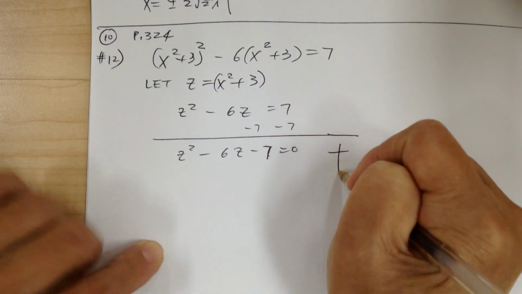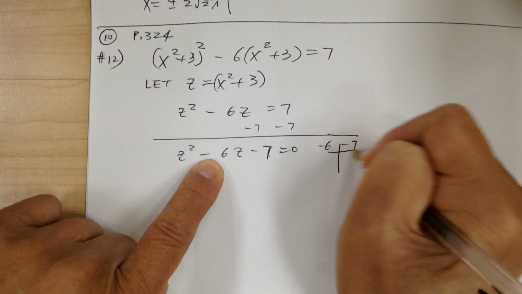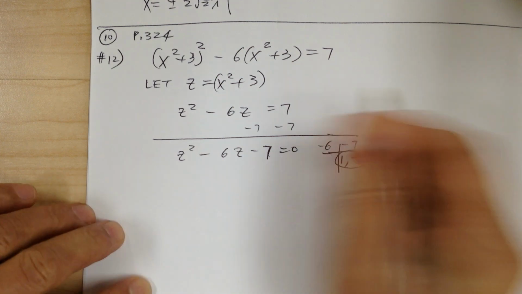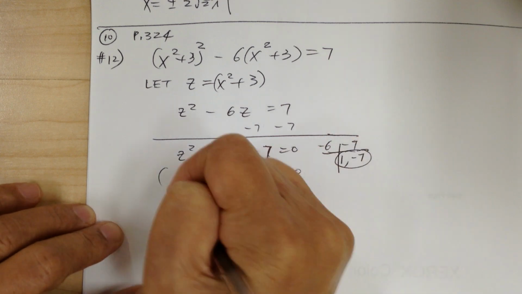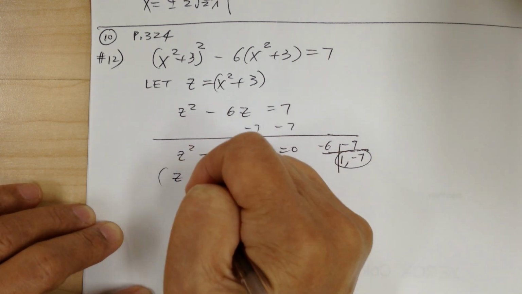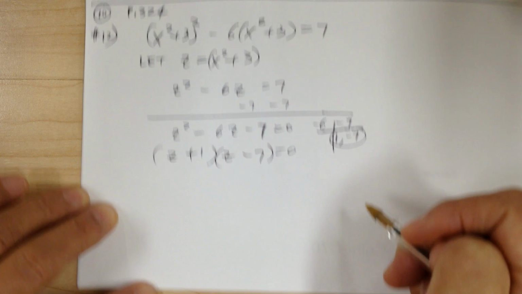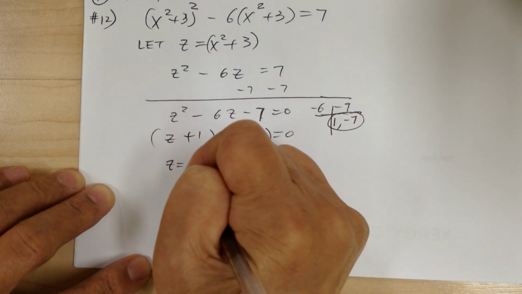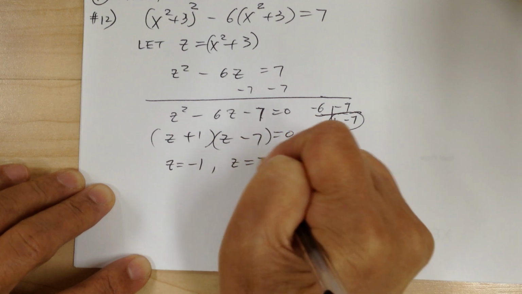So let's go and do factoring. You've got negative 6, negative 7. So 1 comma negative 7, and that's the correct combination already. So it'll be plus 1 minus 7. Once you get over here, you solve. So you're going to get z equal to negative 1, z equal to 7.